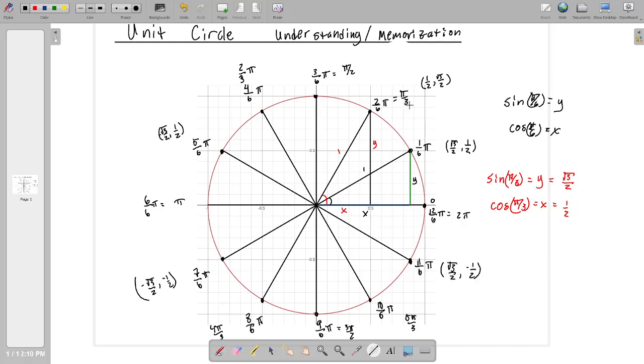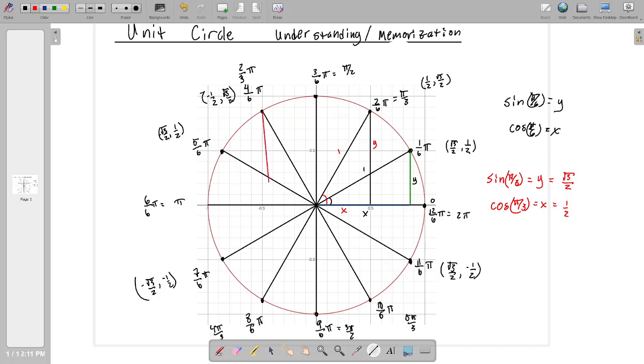We could do this with the pi's over 3 as well. I'm going to show you this one more time. We have the same y value. Therefore, the y value associated with 2 pi over 3 is the same as the y value associated with pi over 3, namely root 3 over 2. So this point has the coordinate negative 1/2, root 3 over 2.